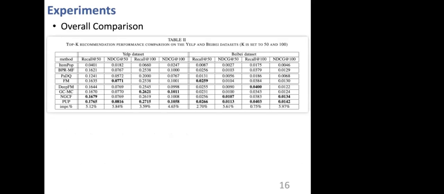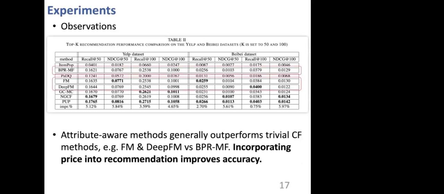We first compare the performance of all methods. And we have several observations. The first observation is attribute-aware methods generally outperform trivial CF methods. For example, FM and Deep FM incorporate category and price into the system, and they perform much better than BPR in most cases. So incorporating price into recommendation actually improves accuracy.